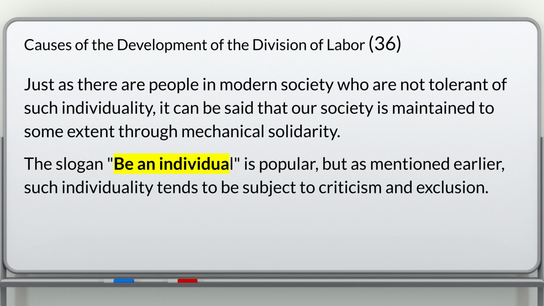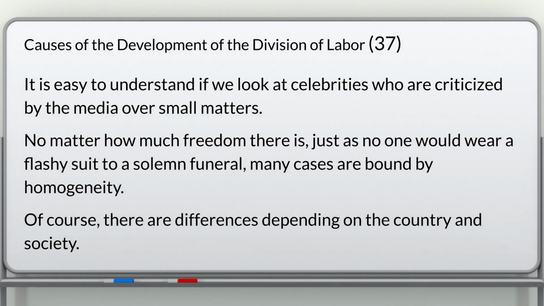The slogan "Be an individual" is popular, but as mentioned earlier, such individuality tends to be subject to criticism and exclusion. It is easy to understand if we look at celebrities who are criticized by the media over small matters. No matter how much freedom there is, just as no one would wear a flashy suit to a solemn funeral, many cases are bound by homogeneity. Of course, there are differences depending on the country and society.